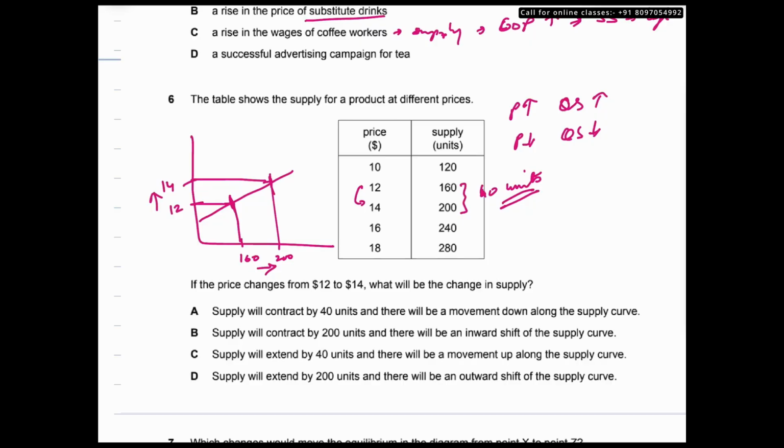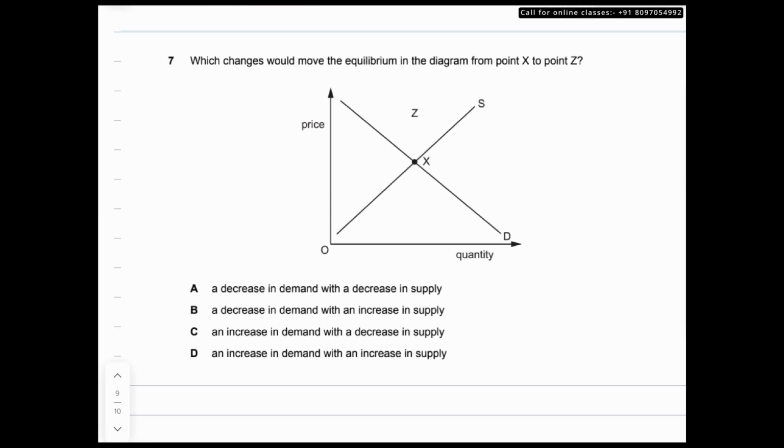Clear? Let's take a look at the last question for today, which is question number 7. The question is asking which changes would move the equilibrium in the diagram from point X to point Z. Point X is over here and point Z is over here. Now these are the options. So the correct answer for this is option C, which says an increase in demand, which is this, and a decrease in supply, which is, let us say, this is the new supply curve. So you do have the new equilibrium at point Z. So C is the correct answer.